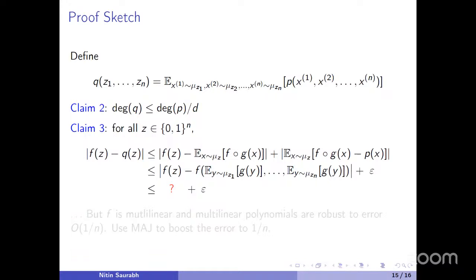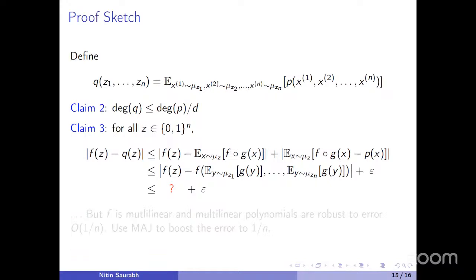Right. What you can show is that the degree of this polynomial q after this linear operator has decreased by a factor d. That is because of the dual of g that we are working with. Okay, so I will not go into that. But more importantly, let's look at the approximation, because this is what we are after, right?